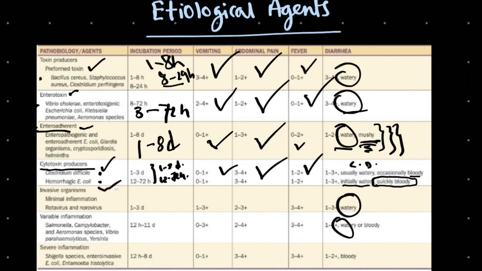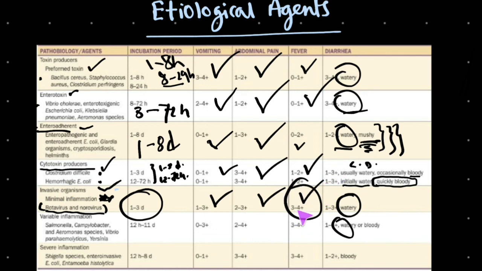Now, next come invasive organisms. There may be minimal inflammation with invasive organisms. These organisms can cause acute viral diarrhea like rotavirus and norovirus. Their incubation period is usually 1 to 3 days. Vomiting is present, abdominal pain is there, and fever is there. You can notice in viral diarrhea, the fever is the most, 3 to 4 plus, according to this table. The diarrhea is watery again.